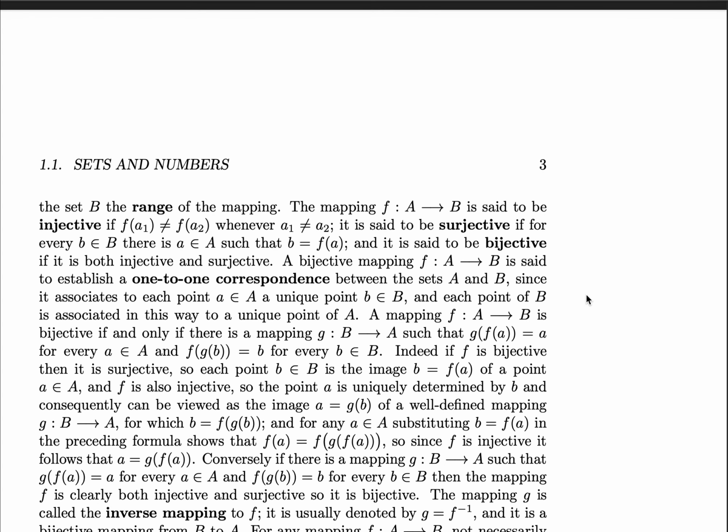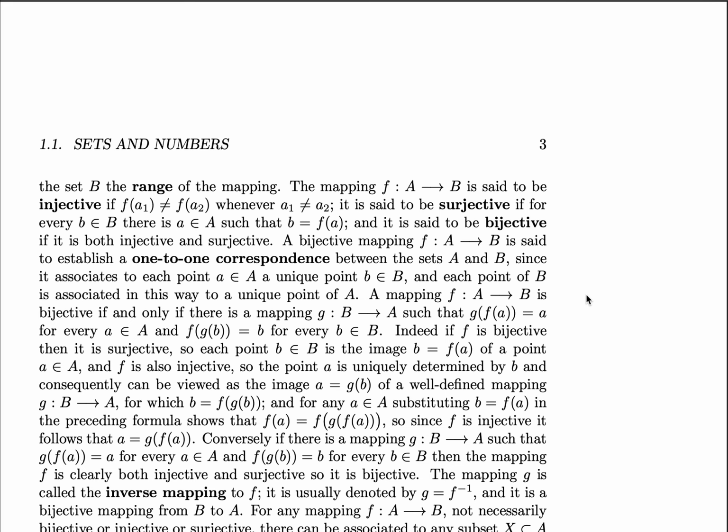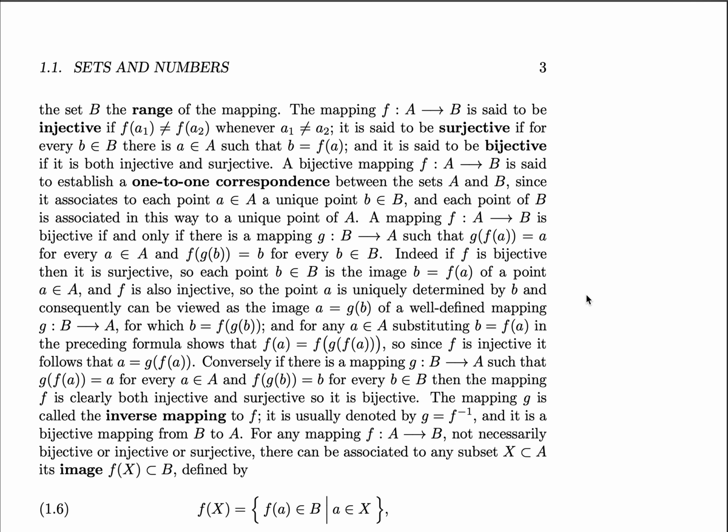A mapping is said to be injective if the outputs are unequal whenever the inputs are unequal, or conversely, if the outputs are equal, then the inputs must be equal. A mapping is said to be surjective if for every b in B there is an a such that b is equal to f(a), and it is bijective if it is both injective and surjective. A bijective mapping in this way is said to establish a one-to-one correspondence between the sets A and B, since it associates to each point a a unique point b, and each point of B is associated in this way to a unique point of A.